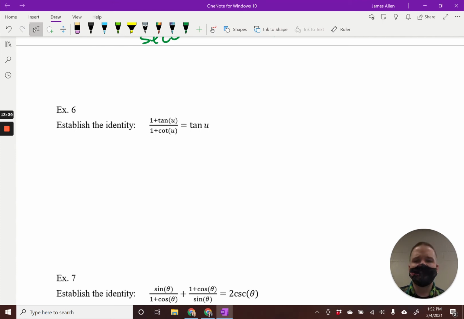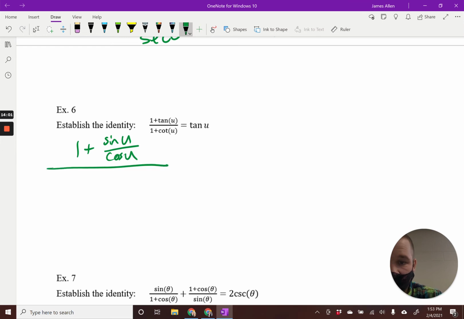I don't know. I'm going to go the route of writing in terms of sine and cosine. There's sometimes multiple ways you can do these, but I'm going to go the route of sine and cosine here because I'm a genius and I can see the future, and I've already worked the problem. All right, let's go. So I would have 1 plus sine of u over cosine of u, over 1 plus cosine of u over sine of u.